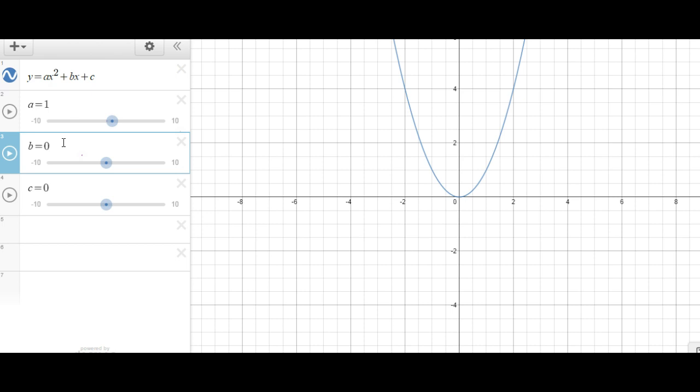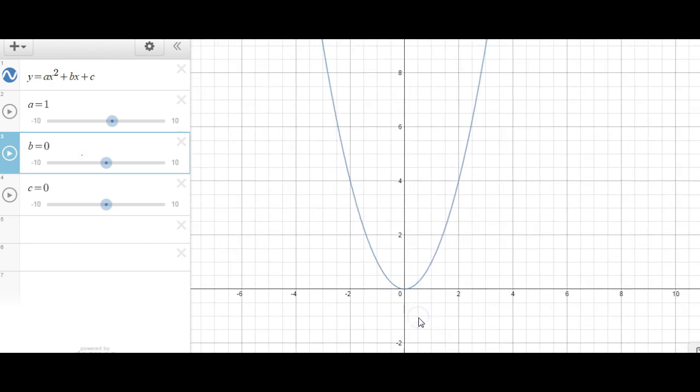If you move 1 unit away from the vertex, you go up 1 because 1 squared. If you go 2 units away, 2 squared is 4. 3 units away, that'll be a 9. Okay, so up there, 3 and 9. Go 1 unit to the left, again, 1, 4, 3, 9. That's your basic function.